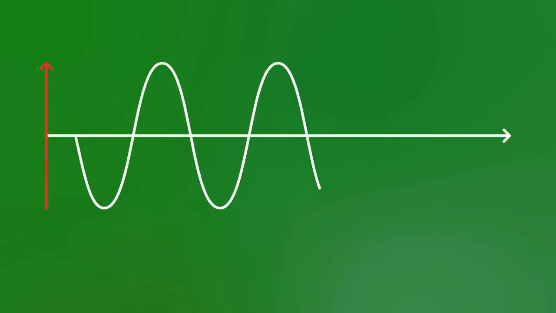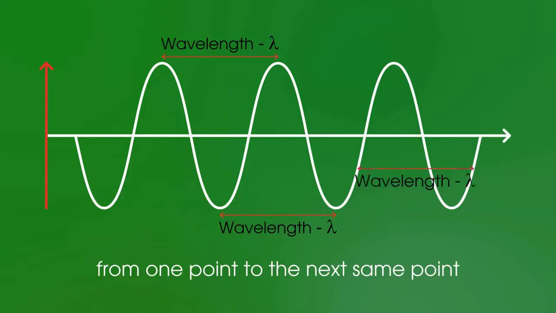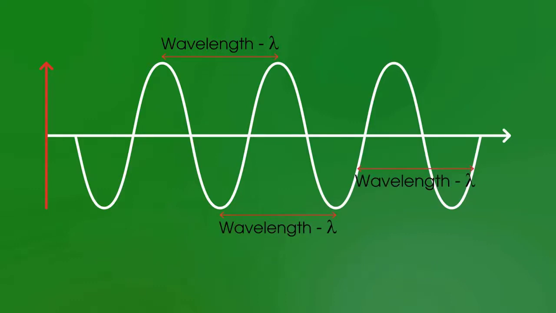Finally, we need to know some key features of waves. First off, wavelength. A wavelength is the length of a full cycle of a wave, from one point to the next same point. It's easiest to think of as the distance from crest to crest or from trough to trough. And we measure it in meters, and it's given the symbol lambda, a nice Greek symbol.